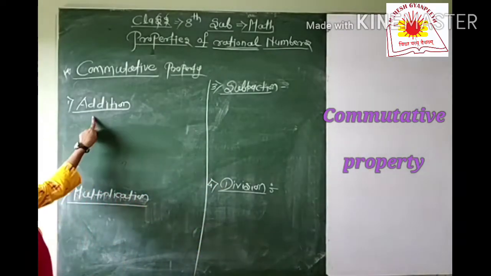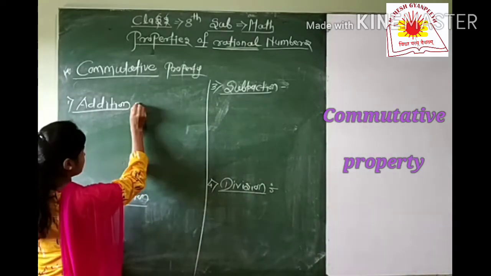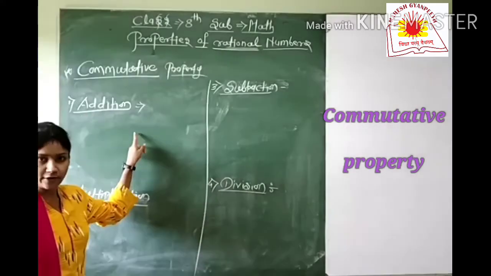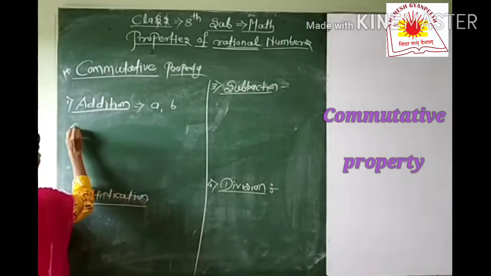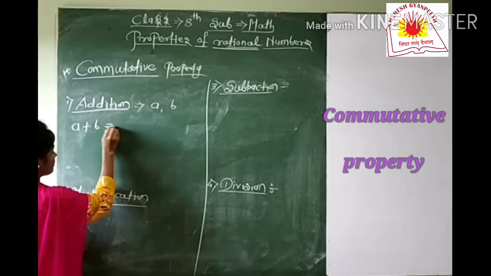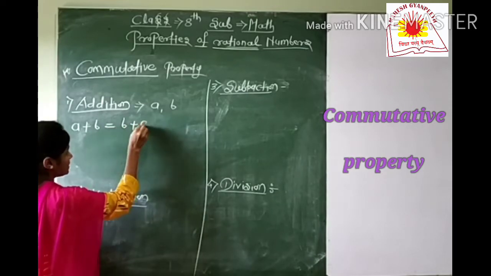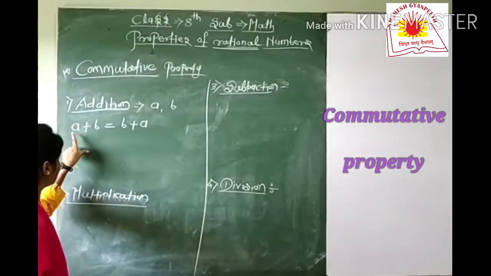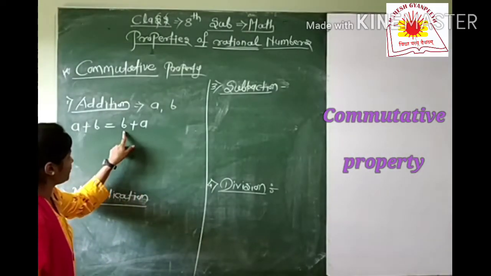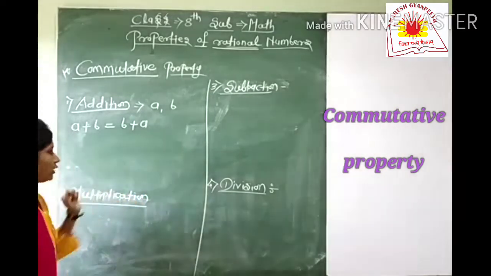First is the addition. Which property? The first is the commutative property of addition. Again, take A and B as two rational numbers. Then A plus B is equal to B plus A. This is the commutative property of addition. Okay, now we have to check it.